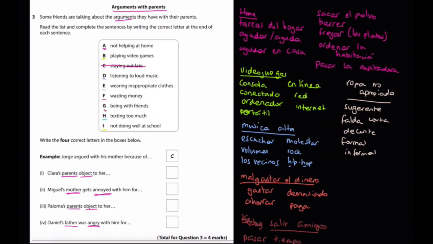Question 3, Part 4. Me llamo Daniel. Papá se molestó porque mis últimas notas no fueron buenas y temía que no pasara de curso porque no había estudiado bastante.